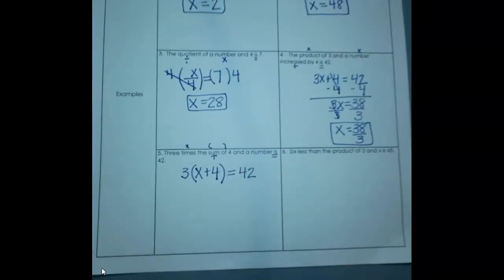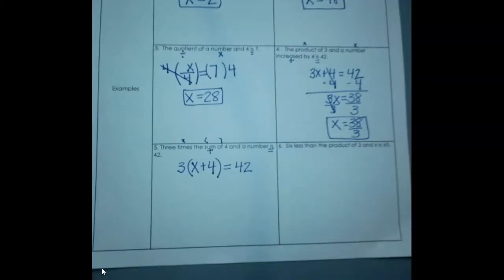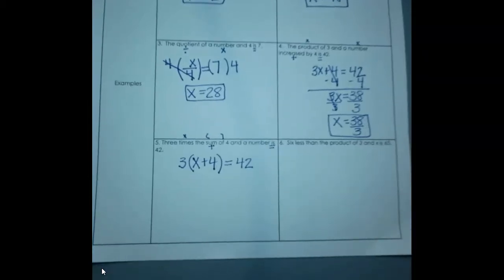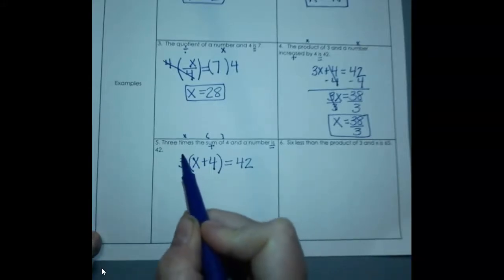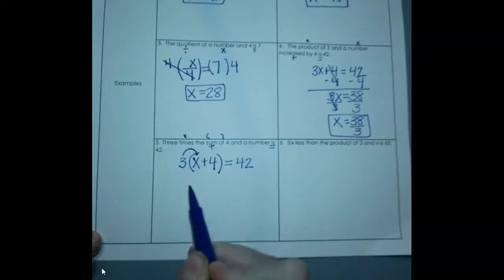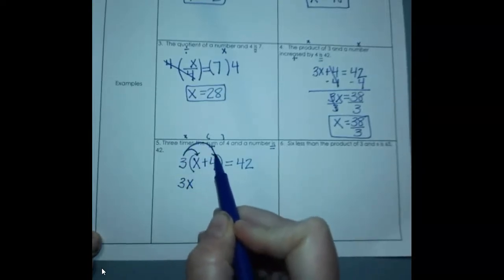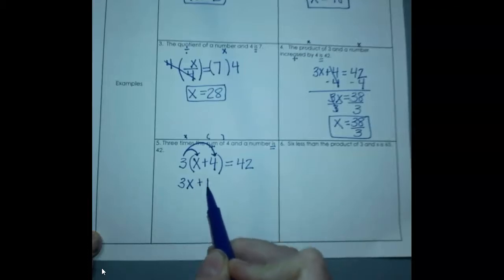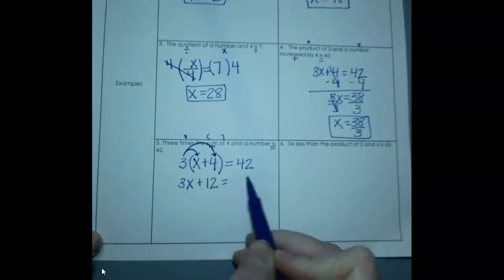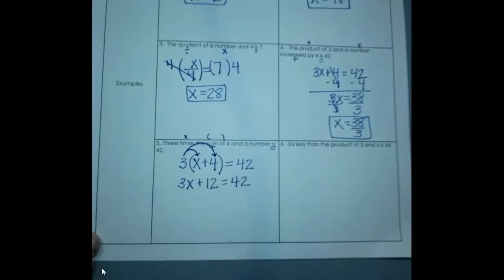Now there's a couple ways to solve this one, as with most algebraic equations. I'm going to do the way that I think most of you will think of when you see this, because you're going to see the 3 next to a parenthesis and you're going to say, I want you to distribute. So I'm going to go ahead and distribute. 3 times x is going to give you 3x. 3 times 4 is a positive 12, equals 42.